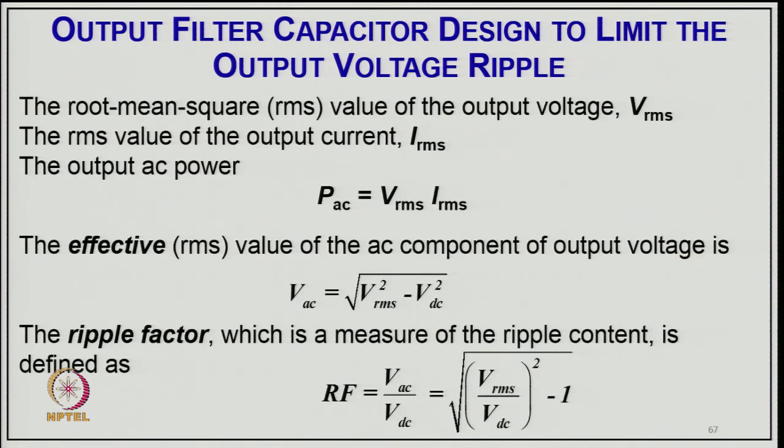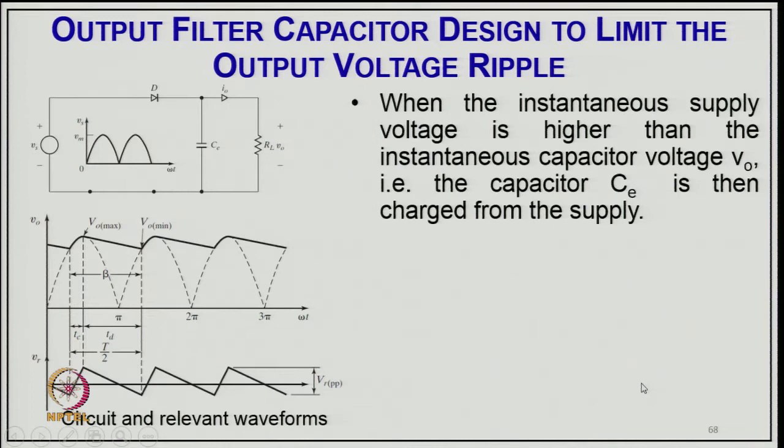So, the root mean square value of the output voltage is V_RMS, the RMS value of output current is I_RMS, and then we can call the output AC power P_AC equal to V_RMS times I_RMS. The effective value of the AC component of the output voltage is V_AC equal to the square root of V_RMS squared minus V_DC squared. And the ripple factor, which is a measure of the ripple content, is defined as RF equal to V_AC upon V_DC, equal to the square root of V_RMS squared divided by V_DC squared minus 1.